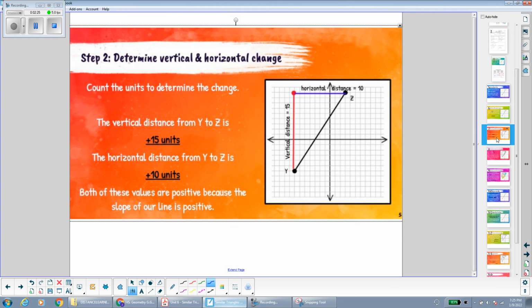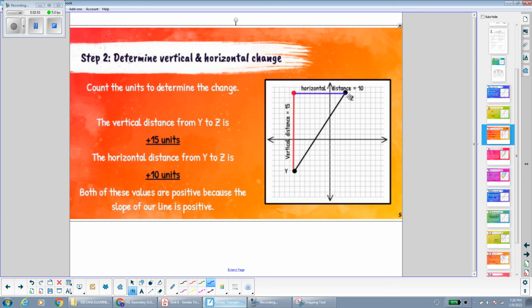Step number 2 is we're going to determine the vertical and horizontal change. Basically, that means we're going to determine how many spaces up we're moving from one endpoint of the line segment to the other endpoint, and how many spaces left or right we are moving from one endpoint of the line segment to the other endpoint of the line segment.